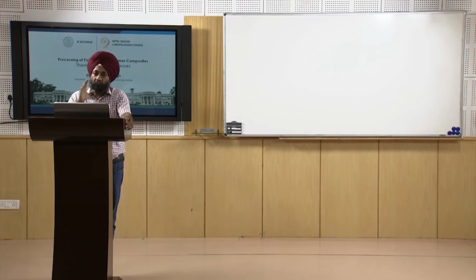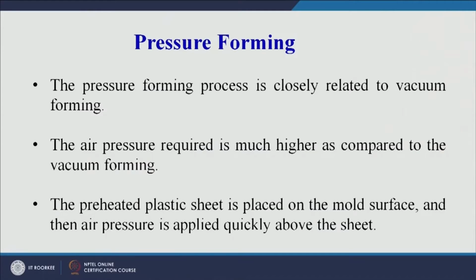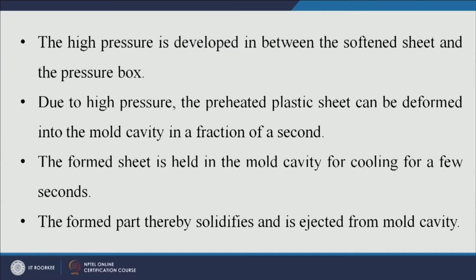So in case of pressure forming, the process is closely related to vacuum forming. I have already explained the difference between the two. The air pressure required is much higher as compared to vacuum forming. The preheated plastic sheet is placed on the mold surface and then the air pressure is applied quickly above the sheet. The high pressure is developed in between the softened sheet and the pressure box. Due to high pressure, the preheated plastic sheet can be deformed into the mold cavity in a fraction of a second, so it doesn't take much time.